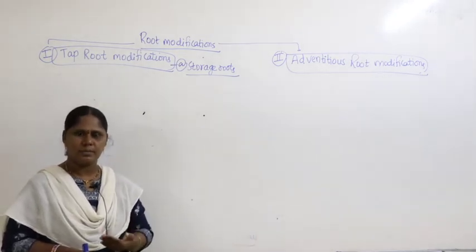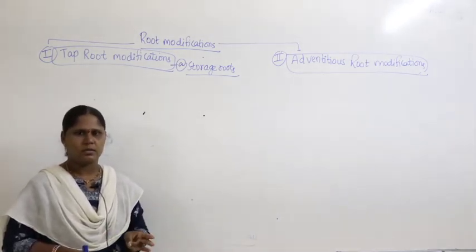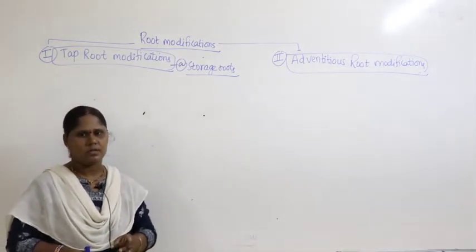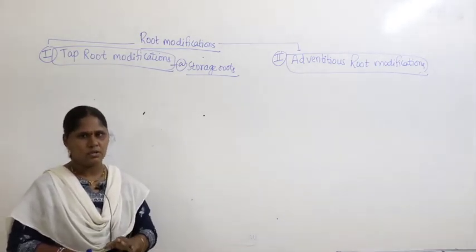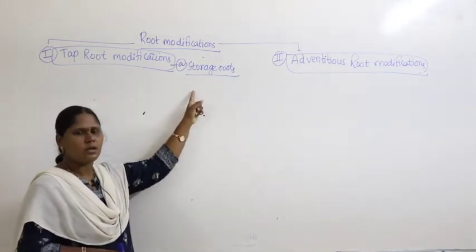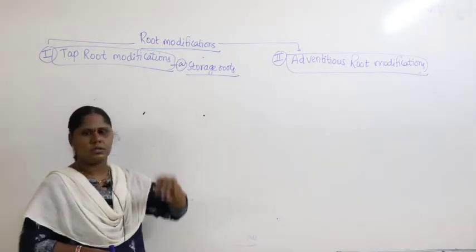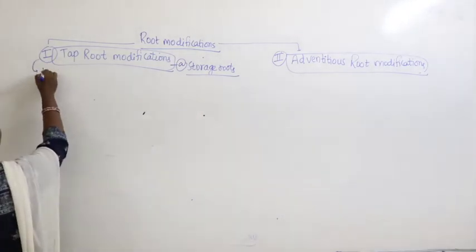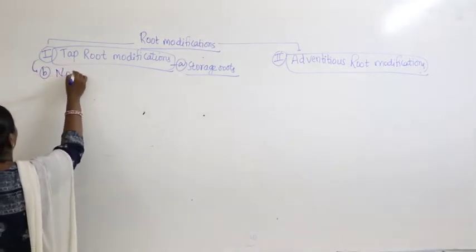What are the other two examples? Beta vulgaris, the scientific name for beetroot. Raphanus sativus, the scientific name for radish. So all three examples we studied very clearly for the first category called storage roots, right? Let us continue the topic here. Now the second one under this we have to study is called nodular roots.